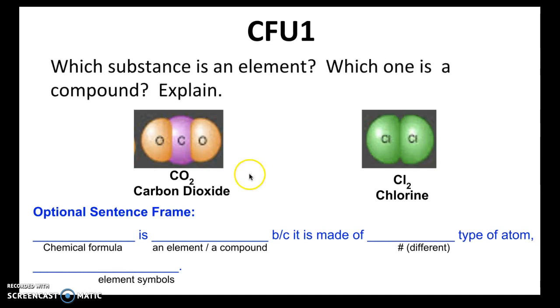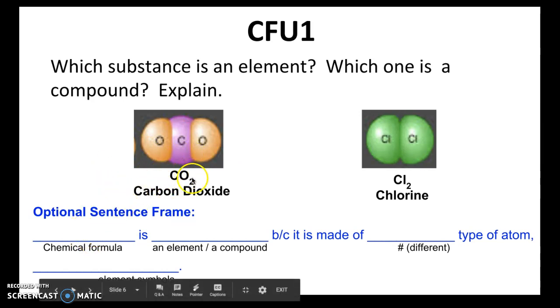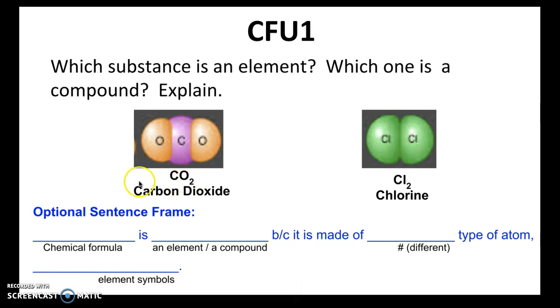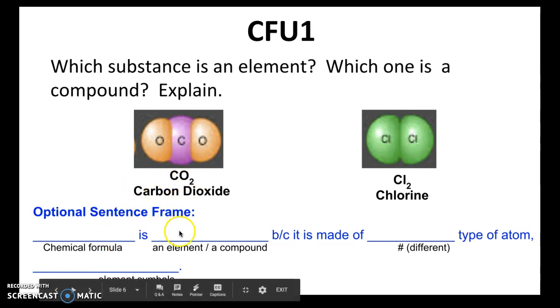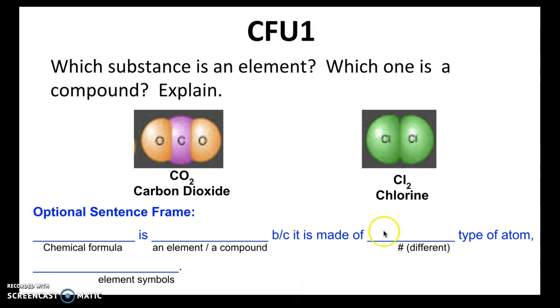There's an optional sentence frame at the bottom. For this sentence frame, you would write the chemical formula first. For example, for carbon dioxide, the chemical formula will be CO2. Then you would discuss whether you think it's an element or a compound, and tell me it's because it's made up of, and here you give the number of types of atoms. For example, in carbon dioxide, how many types of atoms do you see? Is it one type, two, or three different types? You would write that there.